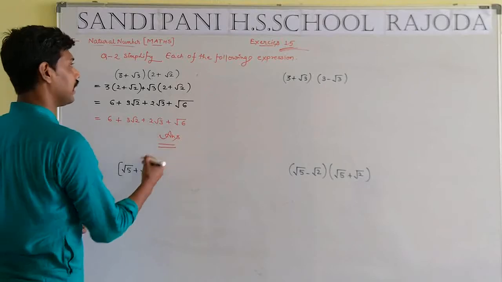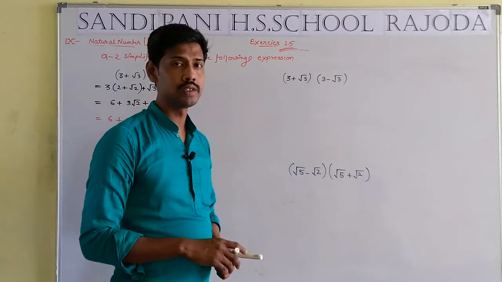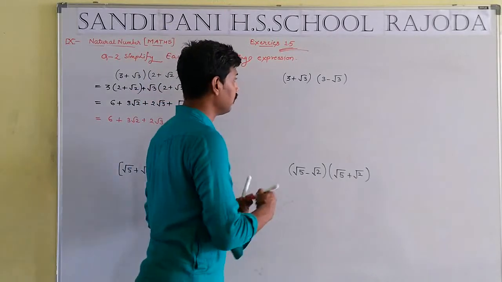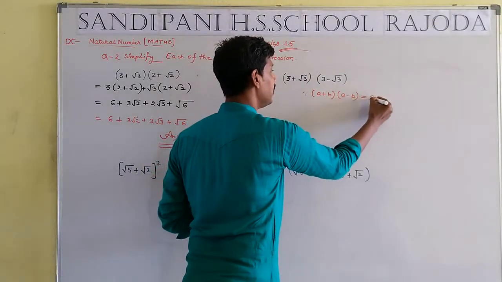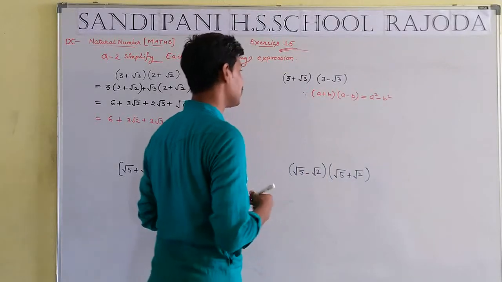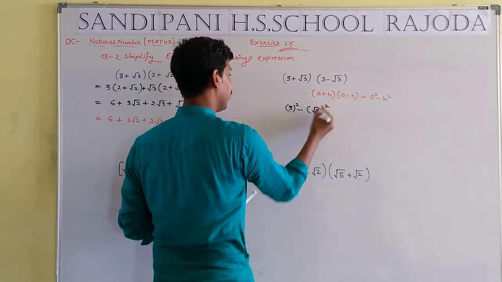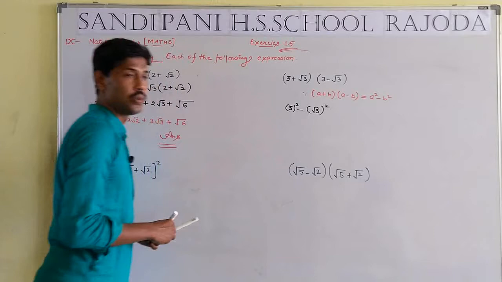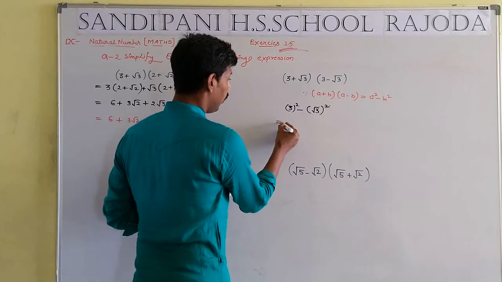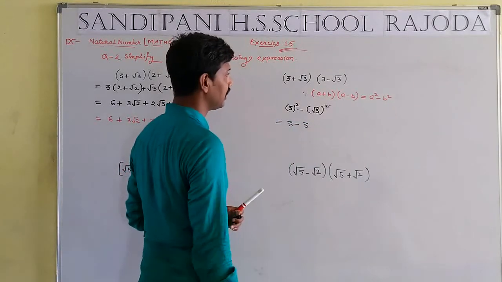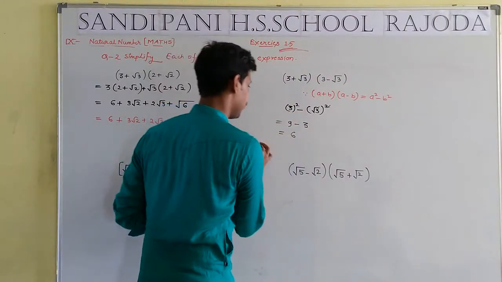Now question number second: (3 plus root 3) and (3 minus root 3). Two techniques are there, multiplication and identity. Now we select the identity (a plus b)(a minus b), which equals a square minus b square, such that 3 square minus root 3 square. The square will cancel out with the root. Now 3 square, that means 9, minus 3 will be equal to 6.